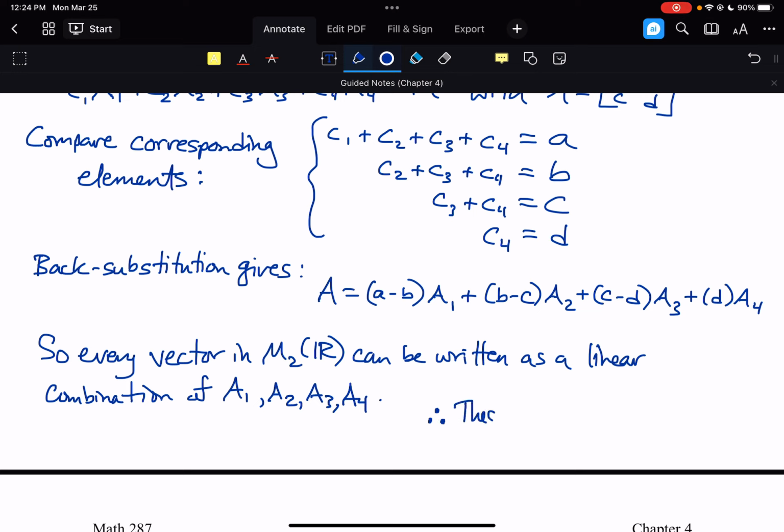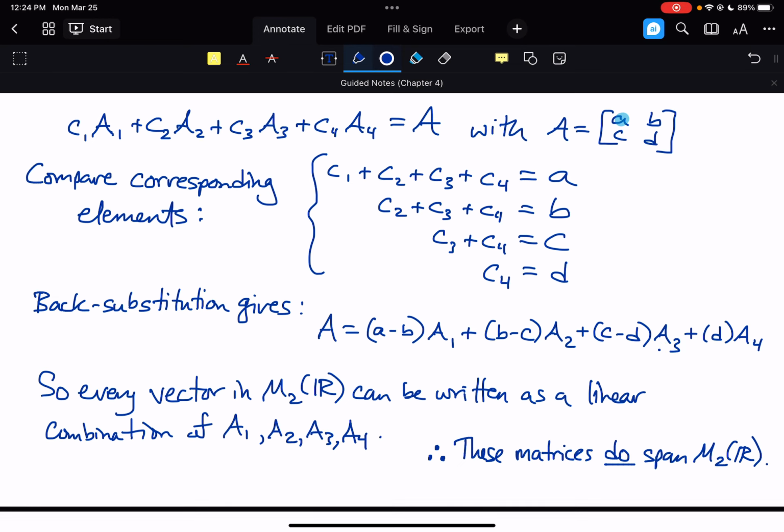Therefore, these matrices do span M2 of R. So these matrices do span all of M2. And in this case, we were able to verify that by actually finding the specific relationship that defines the linear combination. This is what I was talking about in the other example. In the other example, we didn't need to find the relationship specifically, but we can if need be. But in this case, that was pretty much the simplest way to do it because back substitution worked really well. So these matrices do form a spanning set for M2 of R.